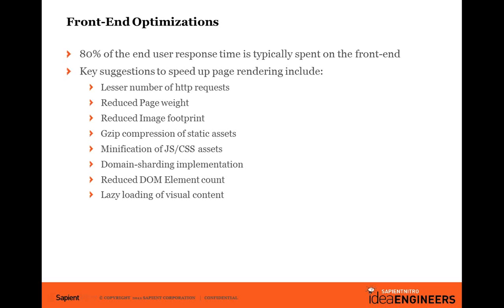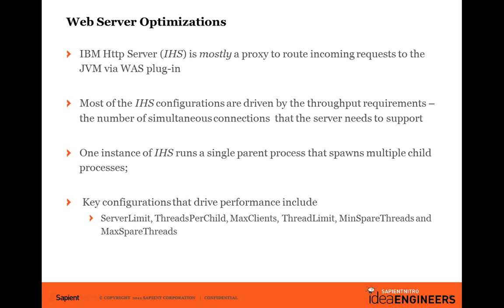So with this, I move over to the next performance tier, which is the web server optimizations. The common web server that we use for any WebSphere application is the IBM HTTP Server. It's a simple HTTP server. It's mostly a proxy just to route your incoming requests to your JVM or to render JavaScript, CSS that are actually stored on your web server. So very simple functionality, but still, there is a lot of tuning that you can do in IHS.